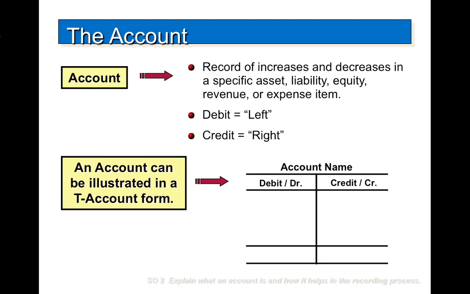In the simplest form, an account has two parts. The account records the increases and decreases in a specific asset, liability, equity, revenue, or expense item. In the account, you have the debit side of the account, which is the left, and the credit side of the account, which is the right. We often call this a T account just because it looks like a T. You have the line here and here.